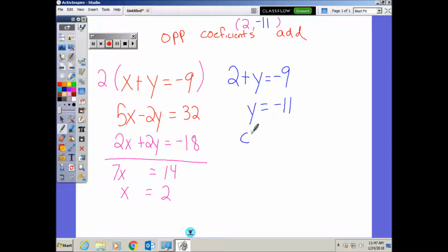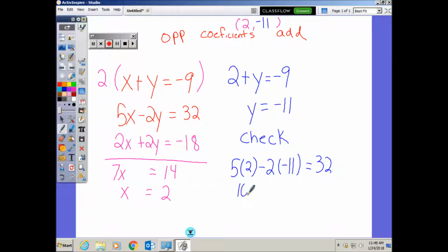Now I'm going to check it, meaning I'm going to take the original second equation. For x, I'm going to plug in 2. For y, I'm going to plug in -11. And that all should equal 32, because the original second equation said 5x minus 2y equals 32.